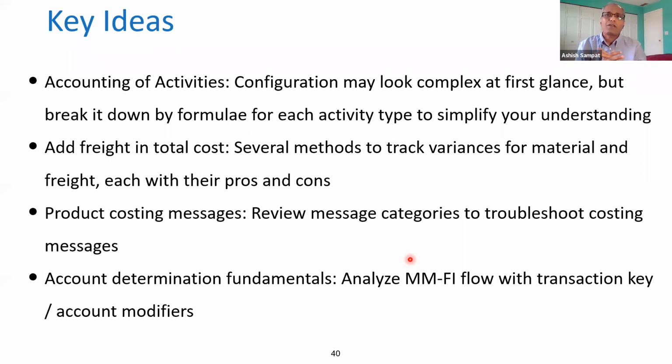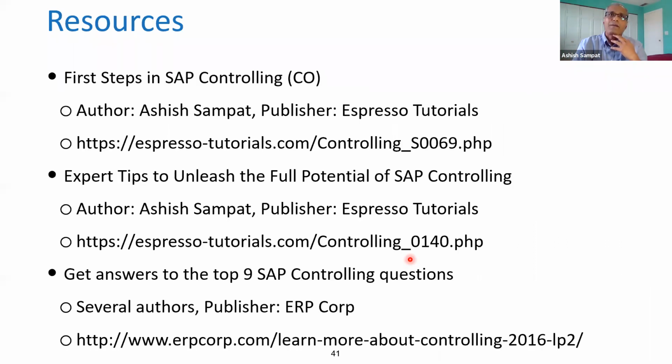And then we finally looked at the MMFI flow and the transaction and account key. Note that the transaction key is not easy to modify. Account modifiers are something that you can look at to customize it. Typically on cycle counts, some people say that 701, I want to copy it as 901 and assign it a different account. That's possible through a different account modifier.